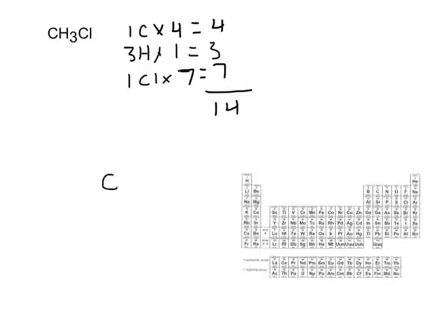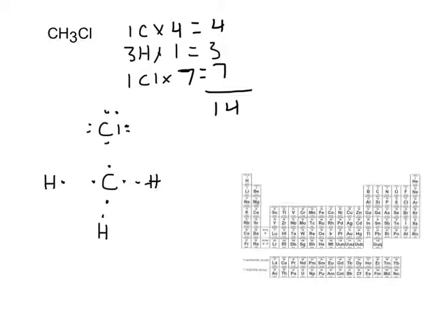So I'm going to make a carbon, and I want to give it its 4 valence electrons. And I'm going to put everything else around it. I have 3 hydrogens, each with 1. And I have 1 chlorine, which has 7.